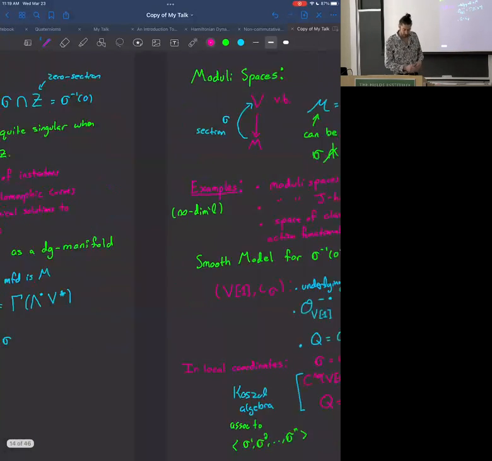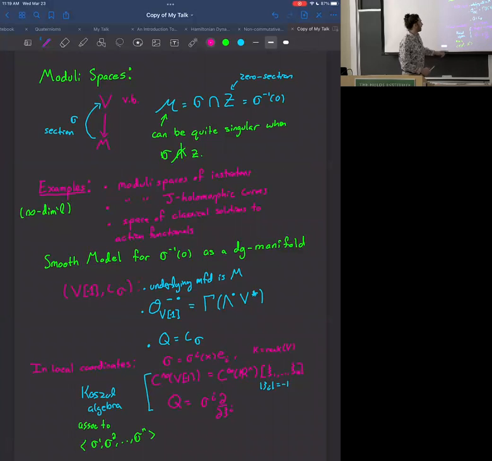So if you look in local coordinates, say sigma i's are the coefficients of your section in a basis, then what does your structure sheaf look like? It looks like smooth functions on that open adjoined k variables in degree -1, where k is the rank of your vector bundle. And then the differential is the Koszul differential. So you have a Koszul complex associated to the ideal generated by these smooth functions.